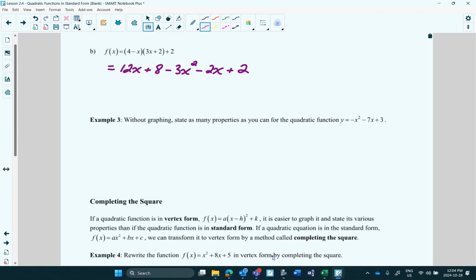And then I've got to rearrange everything so that the x squared is first, then the x's, then the constants or the numbers. So I've got a minus 3x squared, nothing to collect. The x's, I've got 12x and minus 2x, which becomes plus 10x. And then the numbers, 8 plus 2, which simplifies to 10. So that's standard form. Okay.